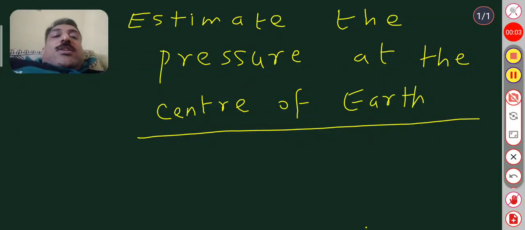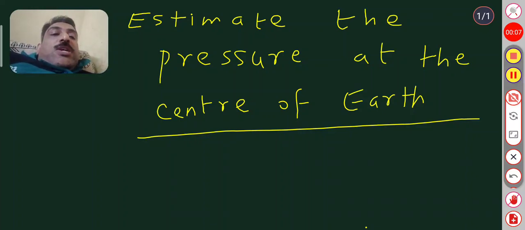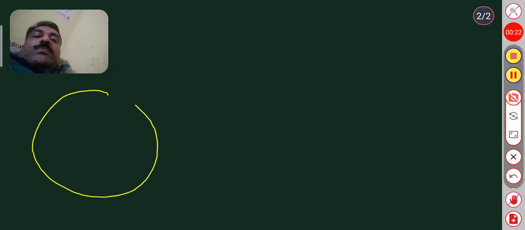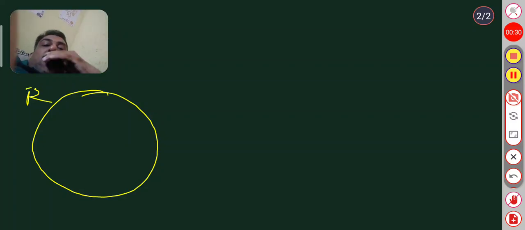So let us solve this problem, that is to estimate the pressure at the center of the earth. Let us consider this is our earth, whose radius is capital R. Capital R is the radius of the earth.